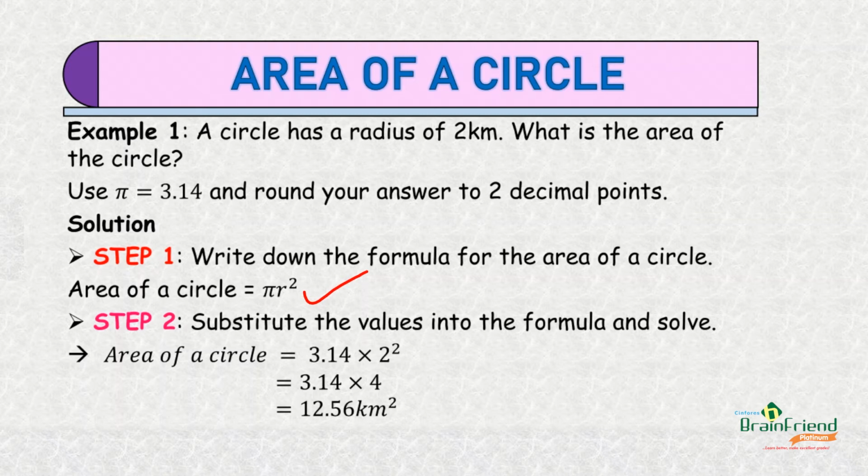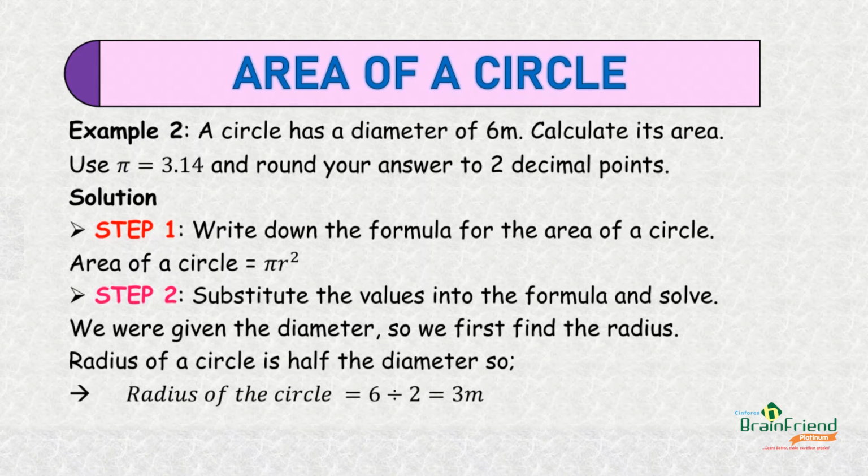They gave us our pi to be equal to 3.14 and our radius is 2. So area of a circle will be equal to 3.14 multiplied by 2 square. 2 square is equal to 4. So we will have 3.14 multiplied by 4, which will then give us 12.56. So the area of our circle is 12.56 kilometers square. Our unit is kilometers square because the unit given to us in our example is kilometers.